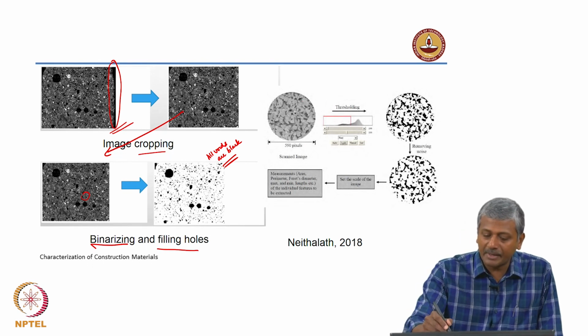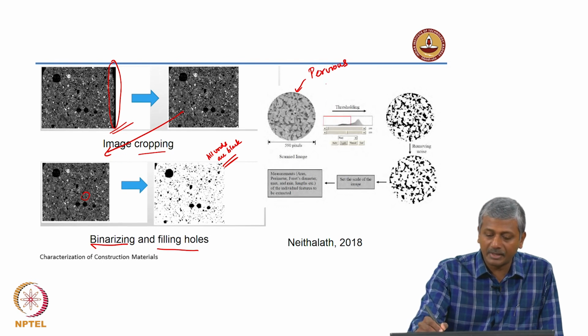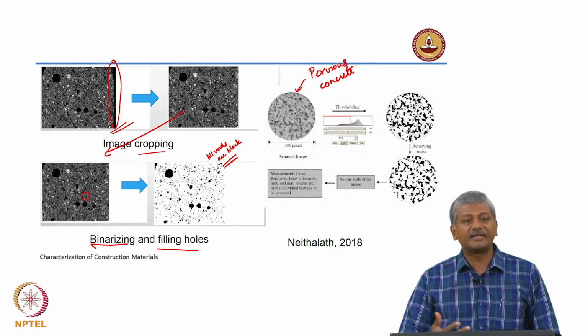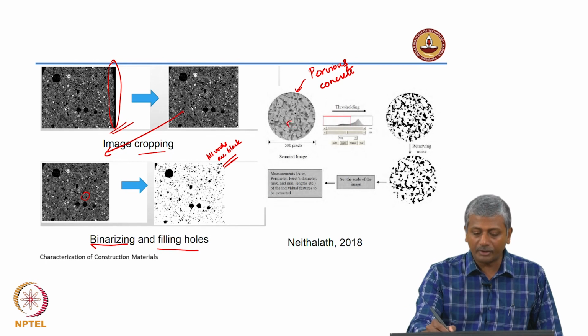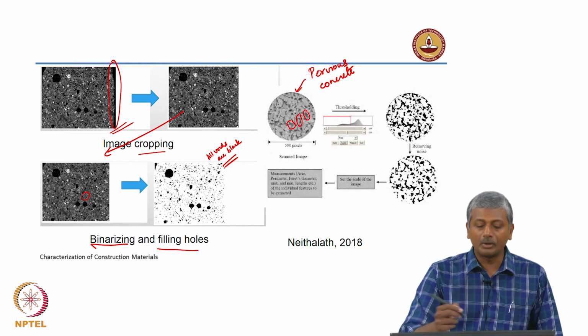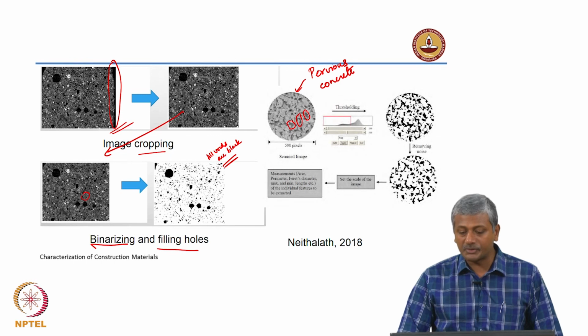So, again one more example here of a pervious concrete. This is a pervious concrete sample. In pervious concrete we do not use any fine aggregate, it is just cement paste with coarse aggregate that leads to large macro porosity being generated in your sample. This is all macro porosity or macro voids which are generated.